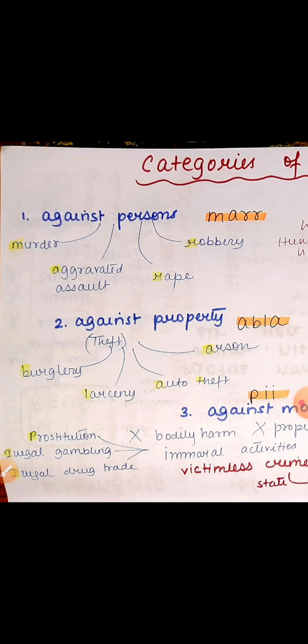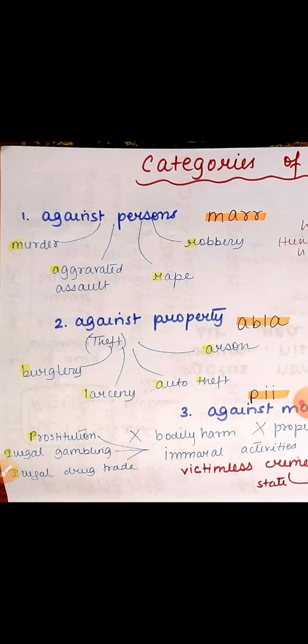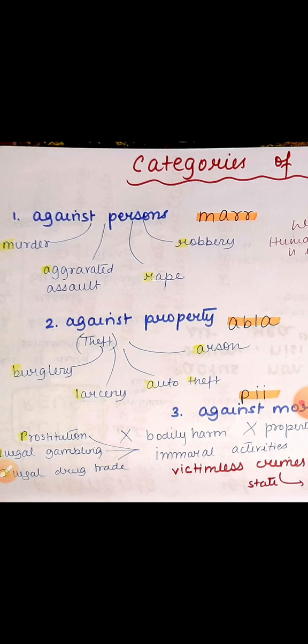Next, crimes can also be against property. Theft of property, like burglary, larceny. I make this mistake often. Auto theft, arson. Arson is fire damage. Alright? And we can remember it as ABLA, comprising of the different first letter of these words.